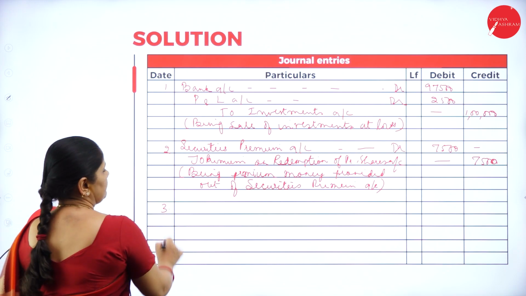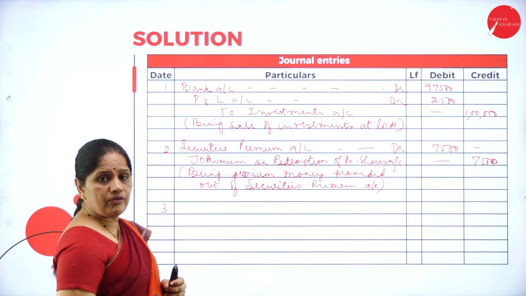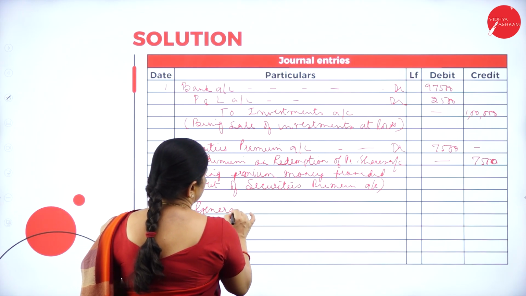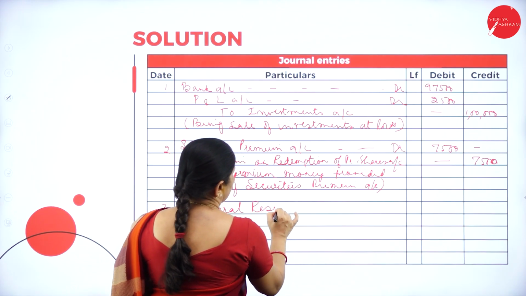Then third one will be for provision of capital. So I just debit the general reserve account debtor.